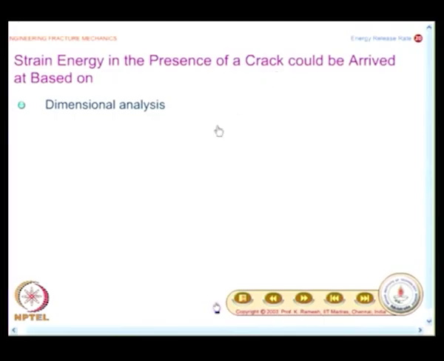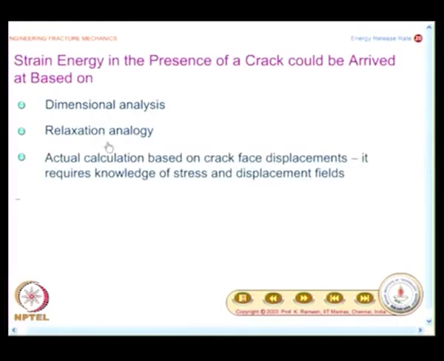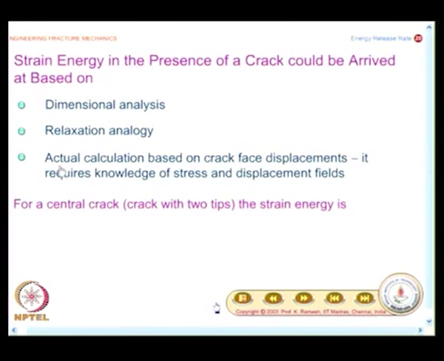One simple approach could be to use dimensional analysis. The second possibility is to go for a relaxation analogy, and the third possibility is to perform actual calculations based on crack face displacements. That would be the most accurate way to find out the strain energy in the presence of a crack.